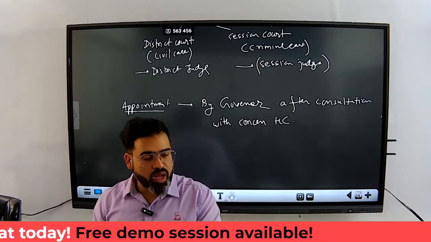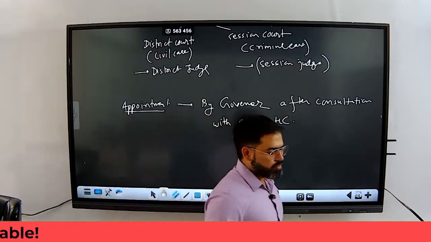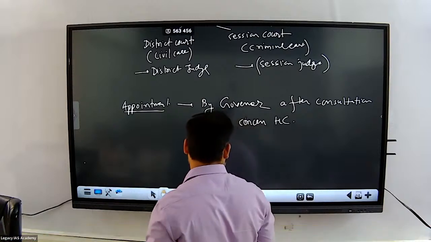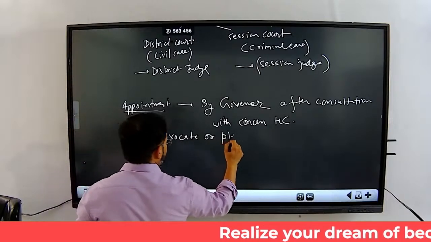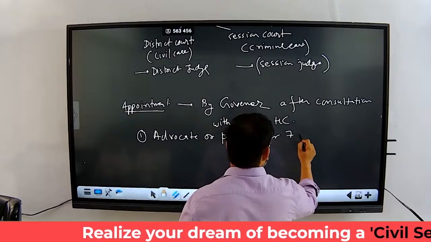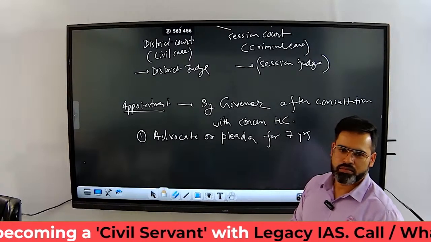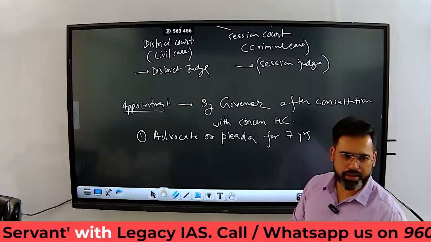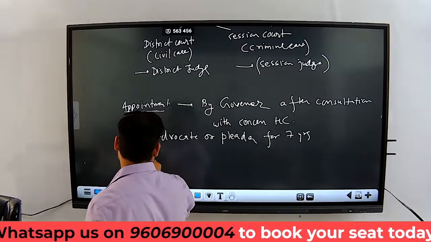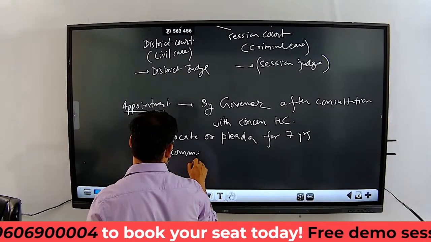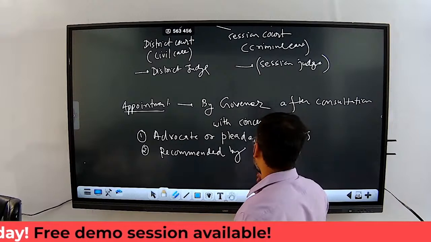Clear? Next is, what is the qualification to become high court judge? So first important qualification, he should be an advocate or pleader for 7 years. Advocate or pleader. जो अब मतलब PIL फाइल करता है, that is pleader. Second, recommended by High Court.